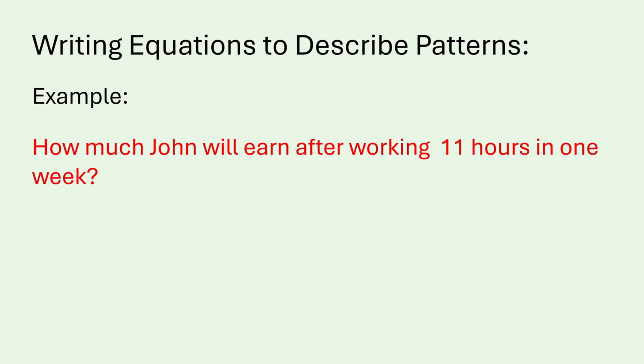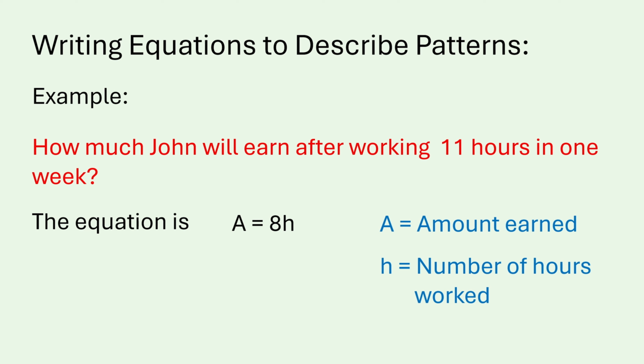Example: how much John will earn after working 11 hours in 1 week? We use the equation A is equal to 8H. Substituting H is equal to 11. A is equal to 8 times 11 is equal to $88. So John will earn $88.